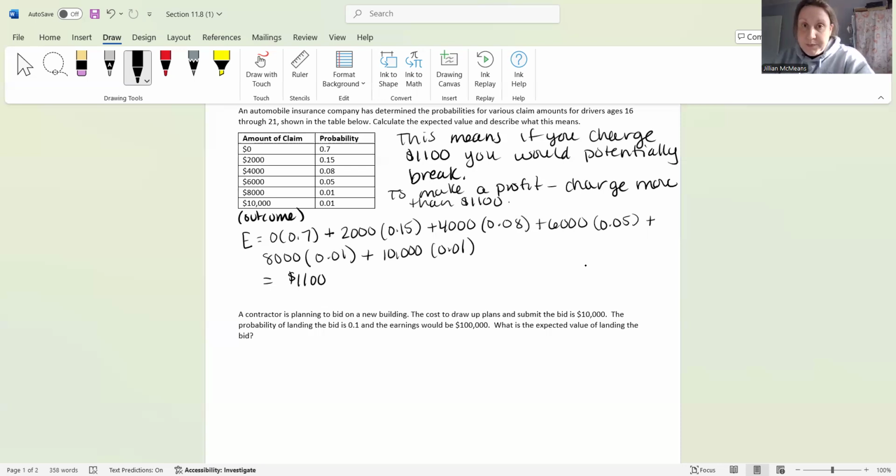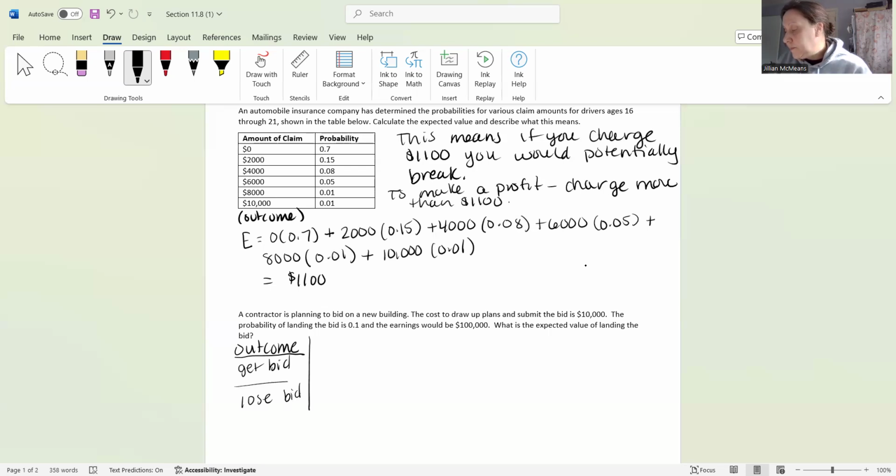Now, here's the deal. With the previous example, we have these payout claims and their corresponding probability. In this particular case, we have a situation where there's a gain or loss associated. So we have to approach this one a little different. Okay, so we're going to create a table. We have the different outcomes. So the outcome is you get the bid or you lose the bid. Those are your two possible outcomes. You either get the bid or you don't.